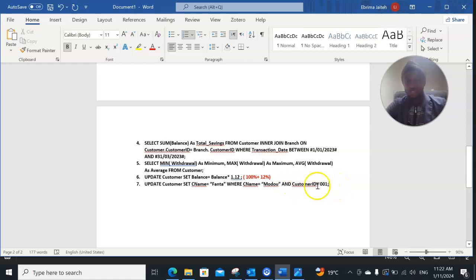So can you see without this customer ID here, all the names of the customers that is Modu will be changed to Fanta. But to be more specific about a particular customer, about only Modu, so we are using this customer ID. Can you see? So this will be specific to only this particular Modu. Are we together? So this answer can also be written in another format, whereby you don't even need to write where the C name equals to Modu. So we are just only going to say update customer set C name equals to Fanta, where what? Customer ID equals to 001. Do you understand? Because this is a unique identification.